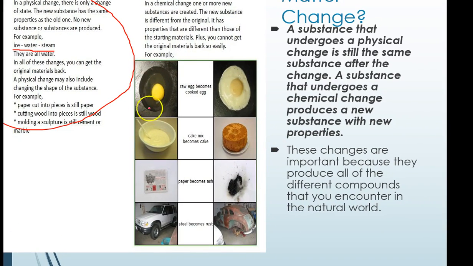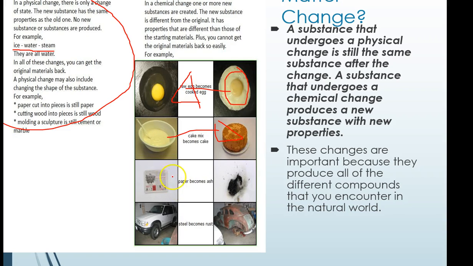So for instance, when I talk about cooking, most cooking is when you're applying heat. I'm actually chemically changing that. So if I cook a raw egg, I can't go back from this cooked egg and turn it back into the raw egg. That is a chemical change. Same thing, if I bake a cake, that is a chemical reaction that occurs. Chemical bonds form when my cake batter gets heat added to it. So again, this is a chemical change.